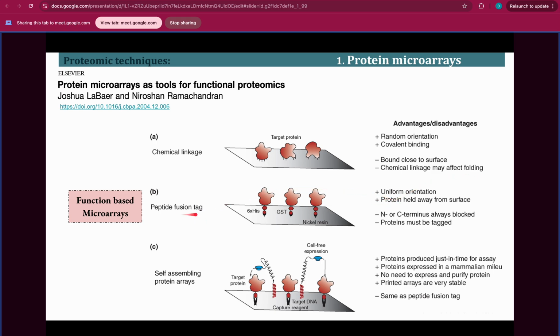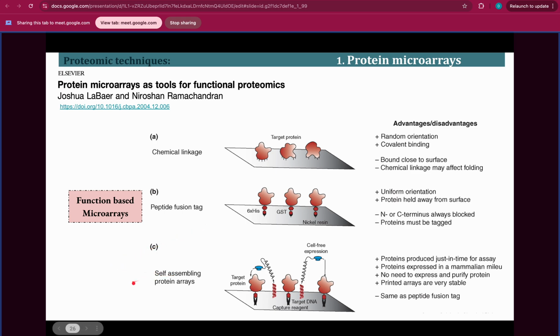Then comes peptide fusion tags. In this case we can tag different samples with different peptides, so different samples are labeled differently, and there will be a unique orientation with the protein held away from the surface, not closely held to it. But the limitation is that because we are using these tags, their N and C terminus might get blocked, and proteins must be tagged. In every case we have to tag, and it is very difficult to find so many peptide fusion tags, so that is one of the limitations. But it's still better than chemical linkage because it holds proteins away from the surface.